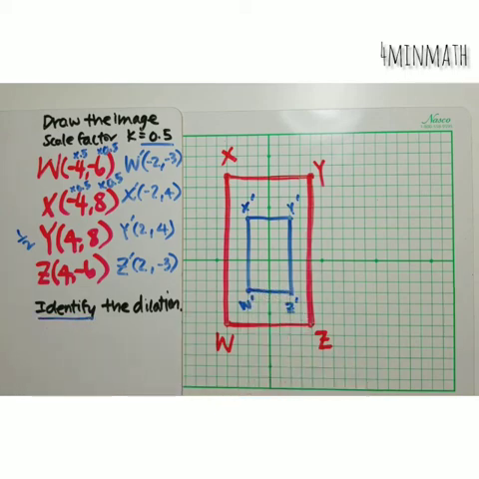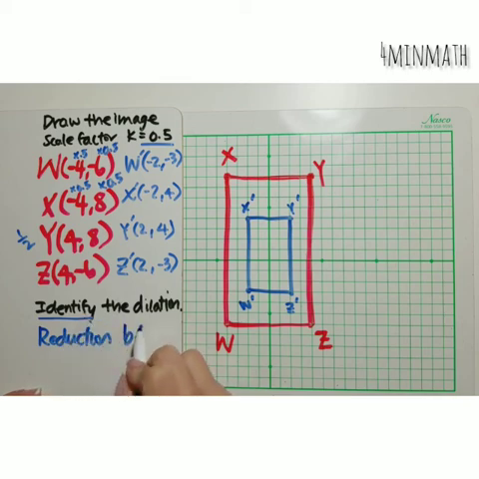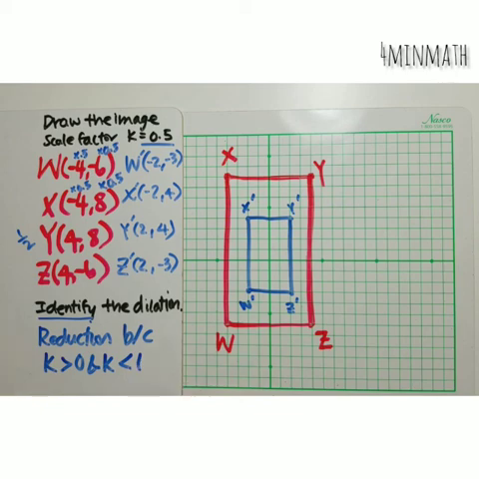Identify the dilation is my last part. This image right here, the blue, is a reduction because this K is greater than 0 and K is less than 1. So it's in between 0 and 1.